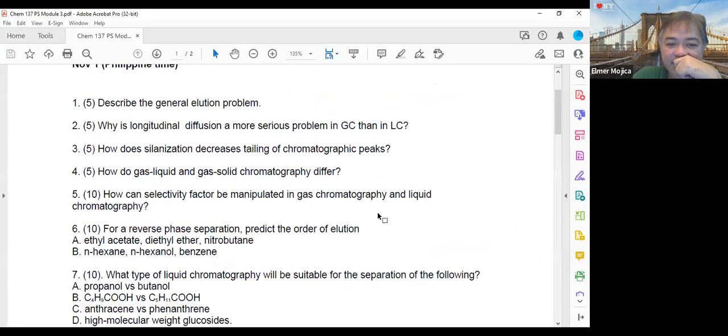How does silanization decrease tailing of chromatographic peaks? Are you familiar with silanization? Is this the first time for you to hear the process of silanization?